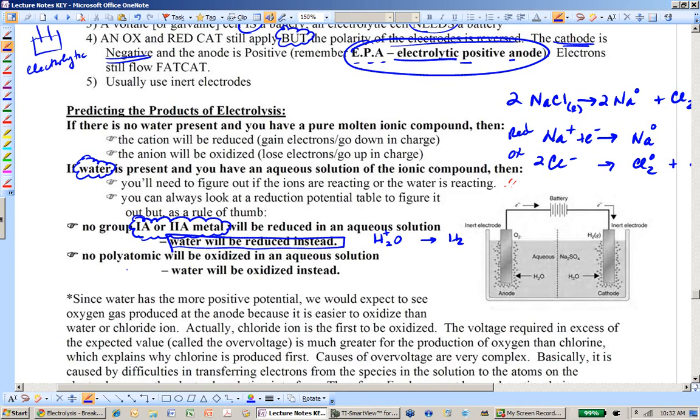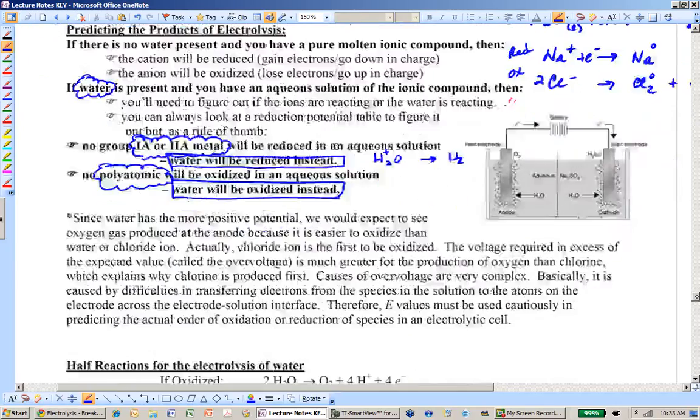And if a polyatomic ion is present, no polyatomic ion will be oxidized in aqueous solution. Water will be oxidized instead. So you're on the lookout for 1 and 2A metal ions and polyatomic ions if you have aqueous solutions that are going to undergo electrolysis.